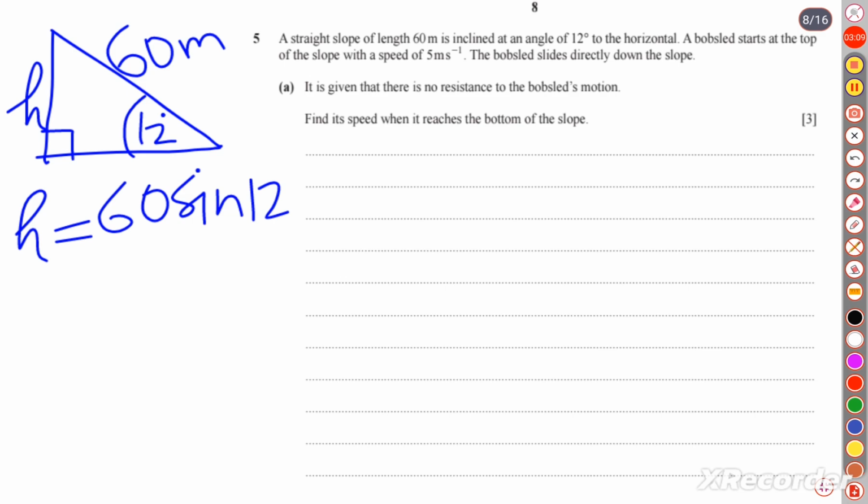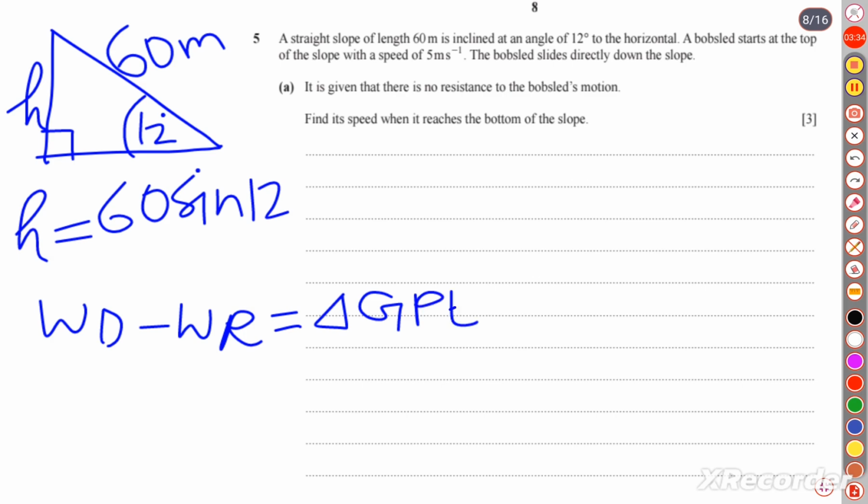Now let's start applying our concept. We have already decided we are going to apply the work energy equation. So what is the work energy equation? Work done by driving force minus work done by resistance force is equal to change in GPE, meaning change in gravitational potential energy, plus change in kinetic energy.